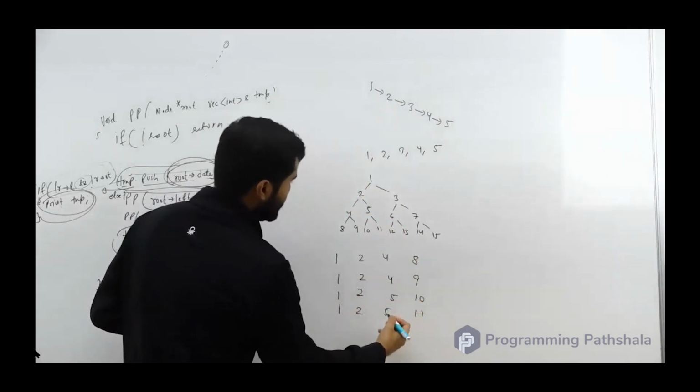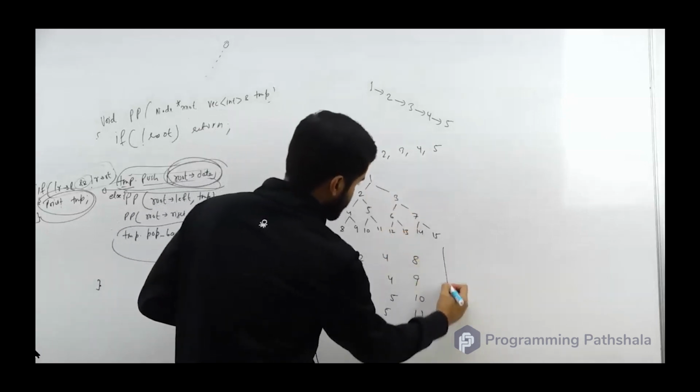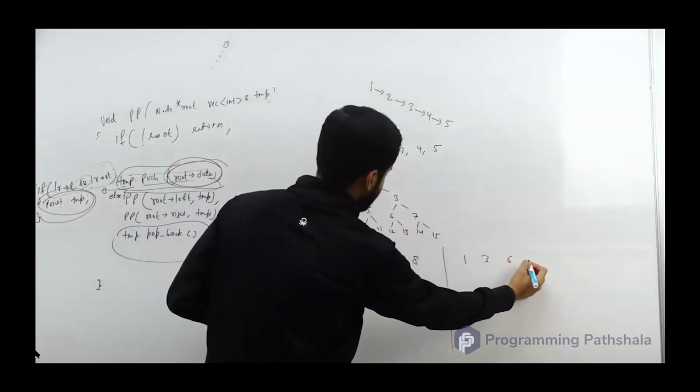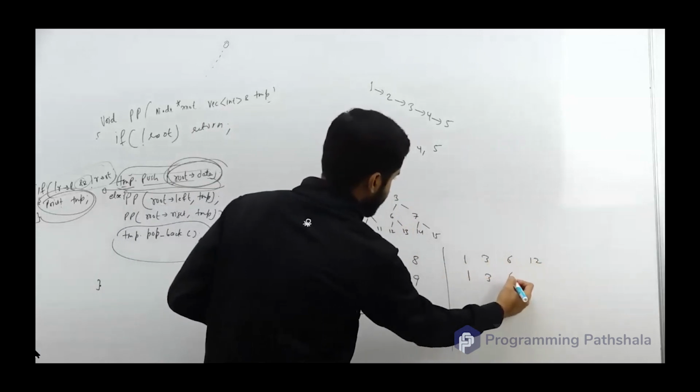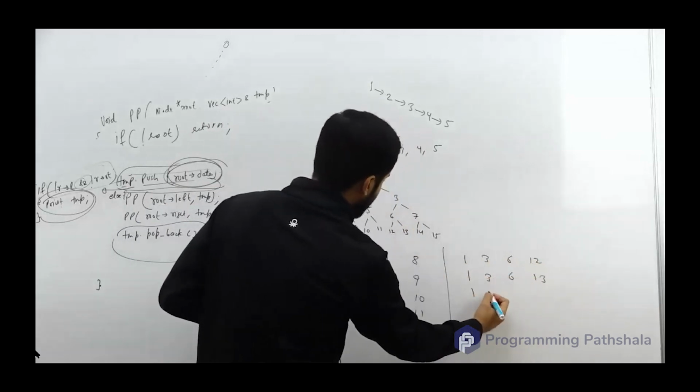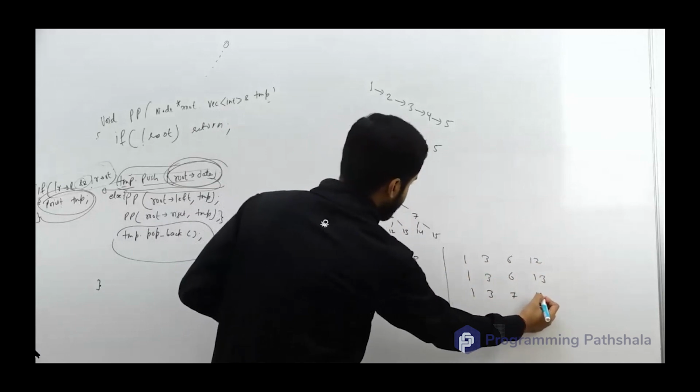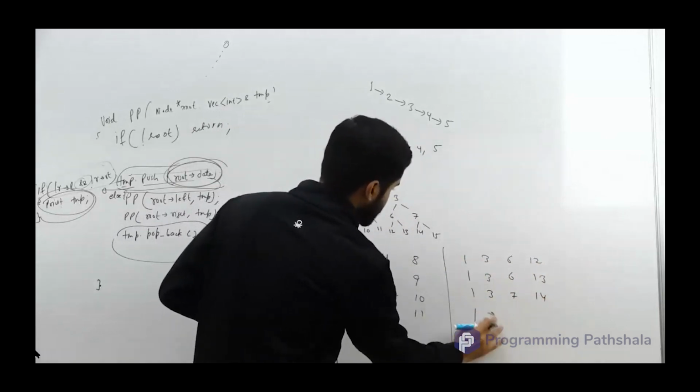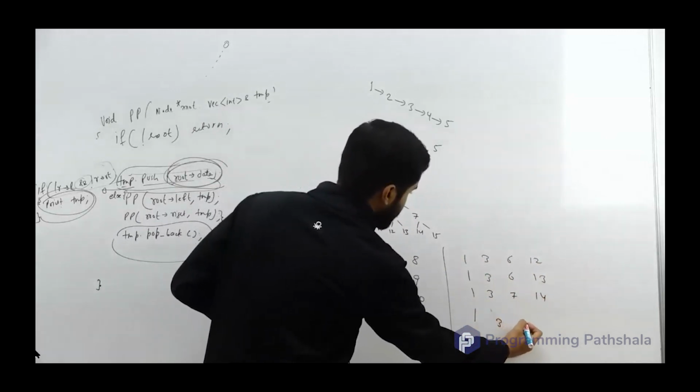1, 2, 5, 11. And then you have 1, 3, 6, 12. 1, 3, 6, 13. I hope I have not missed something. 1, 3, 7, 14. You can check that. 1, 3, 7, 15.